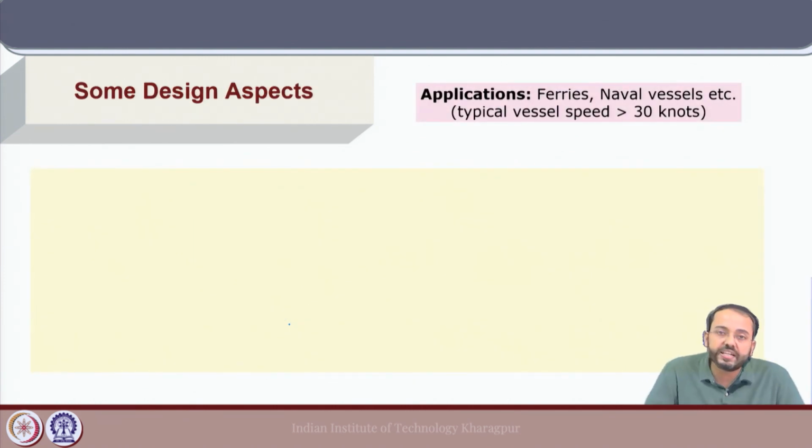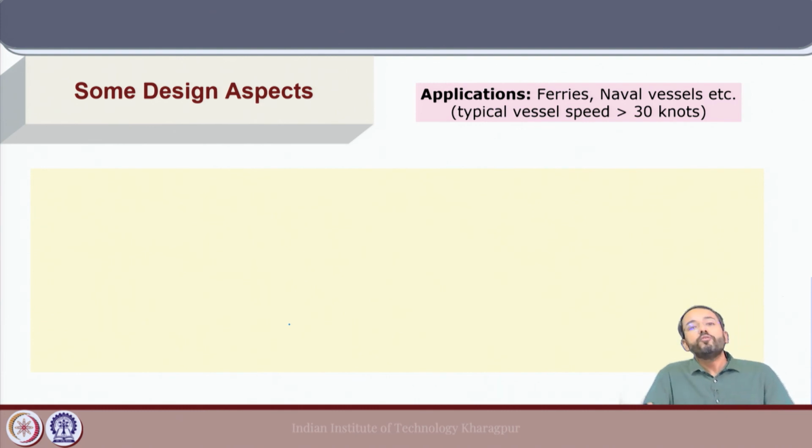In terms of application, water jet propulsion systems are used in ferries and naval vessels, typically fast attack crafts, where the vessel speed is higher than 30 knots, and water jets give very good performance in terms of maneuverability and other operation conditions for these ships.